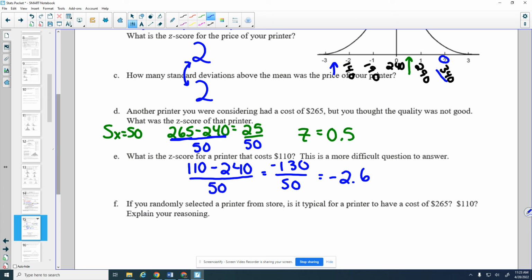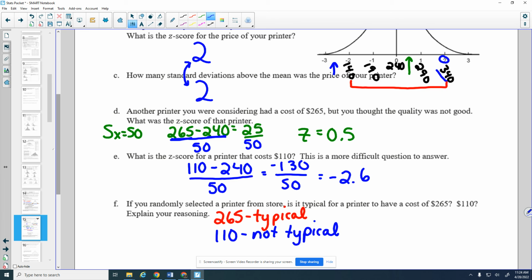If you randomly selected a printer from the store, is it typical for a printer to have cost $265, $110? Explain your reasoning. So remember, our cutoff for typicalness is within 2 standard deviations. These are values that don't surprise us. Okay, so the 265, we could say is typical. The 110 is outside of that typical range. Not typical, or we could write atypical. Okay, so these z-scores help us decide that stuff.